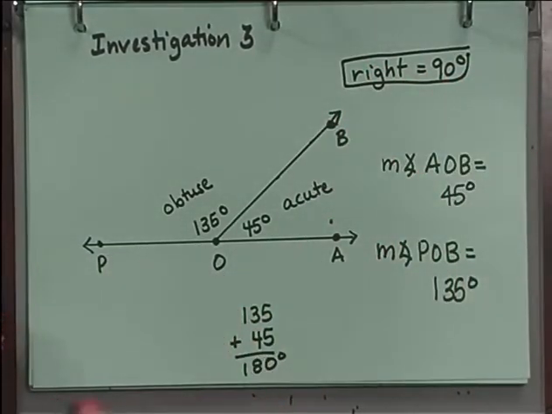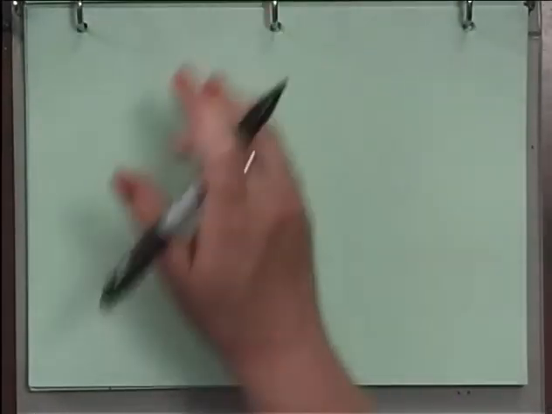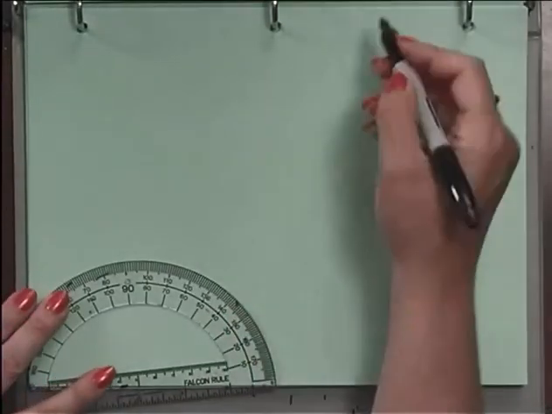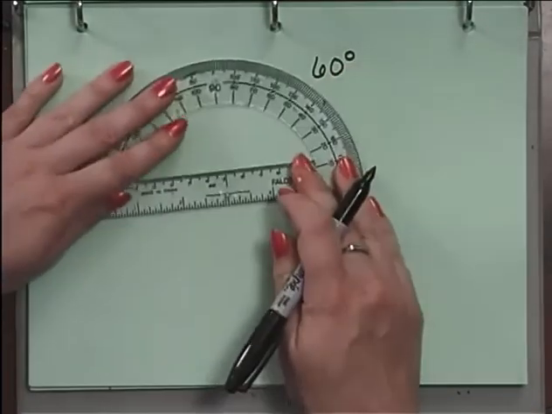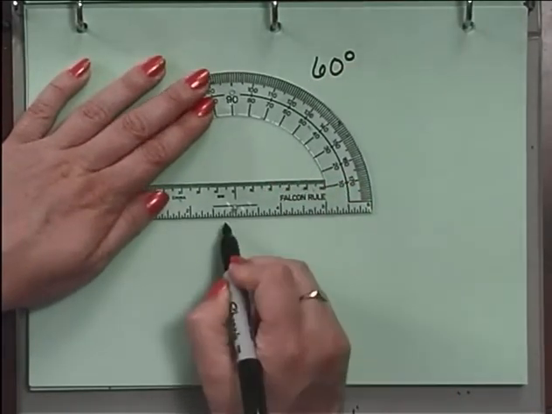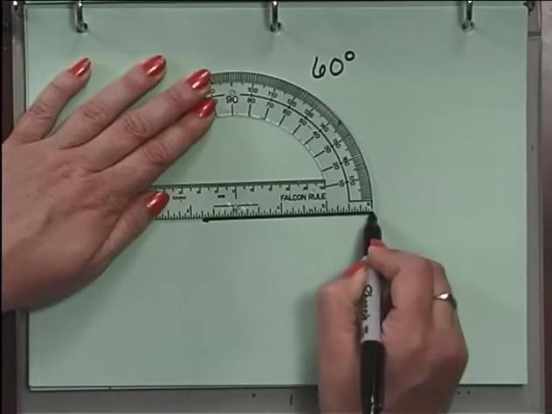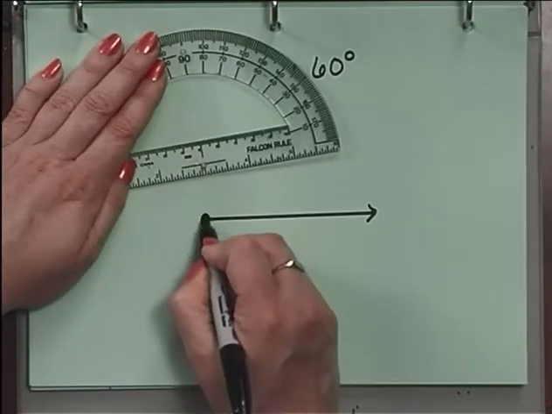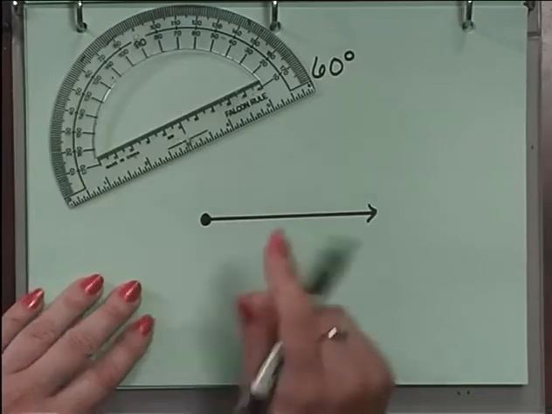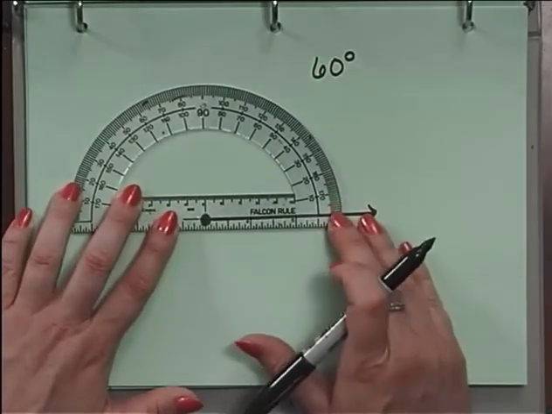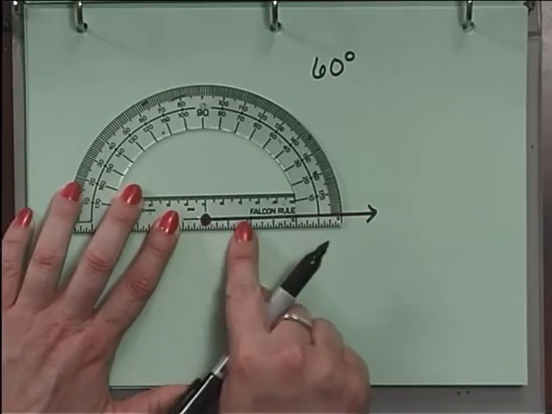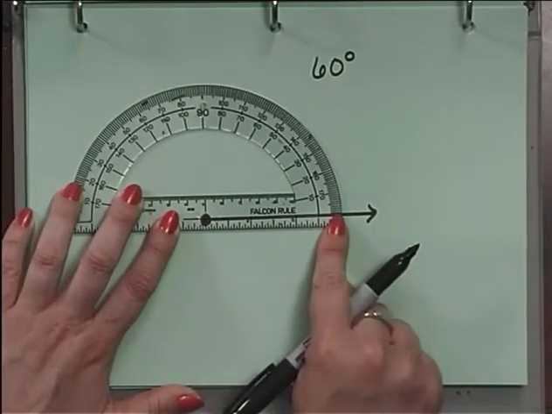Okay, now let's draw some angles. When you want to draw an angle, let's say that I wanted to draw an angle that was 60 degrees. This is how you would do it. You would place your protractor down and draw a ray to start yourself off with. And put a point at the end of the ray. Now, take your protractor, line up that point, and line up the ray straight across so the ray is at 0 degrees.